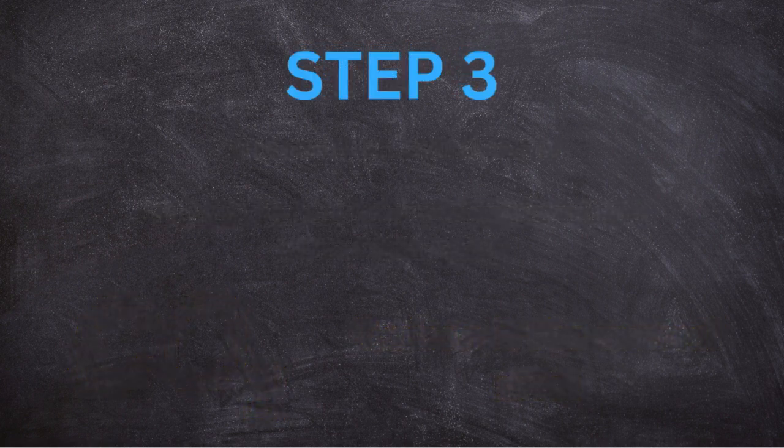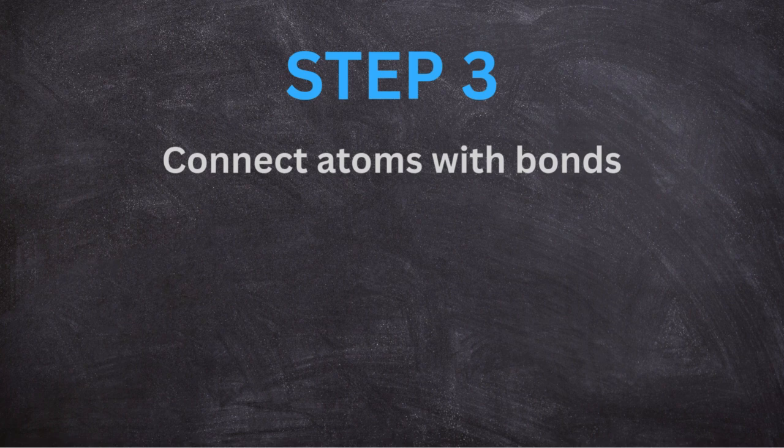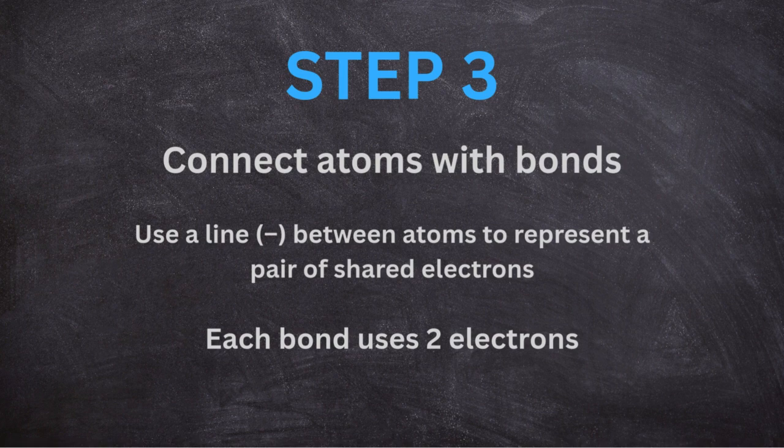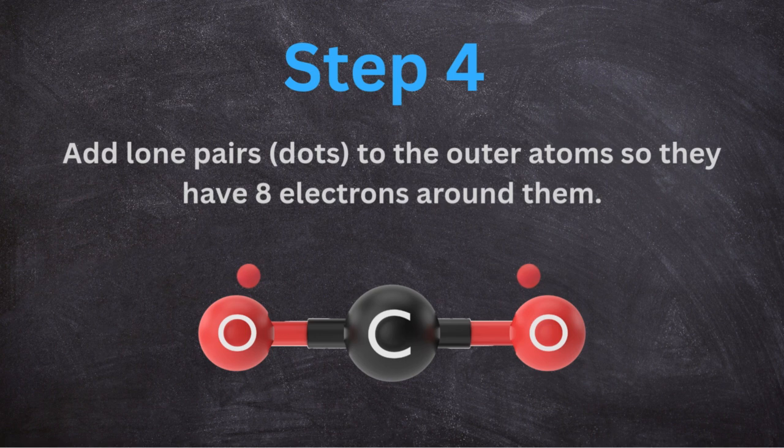Step 3. Connect atoms with bonds. Use a line between atoms to represent a pair of shared electrons. Each bond uses 2 electrons. Step 4. Add lone pairs to the outer atoms so they have 8 electrons around them.